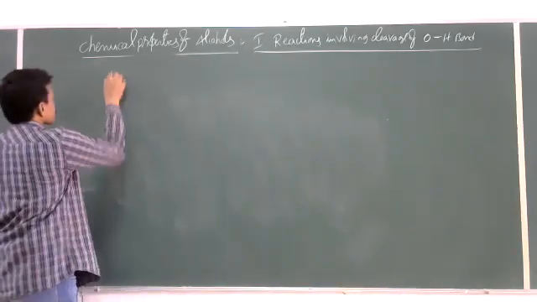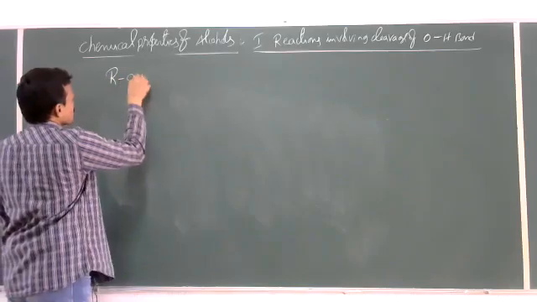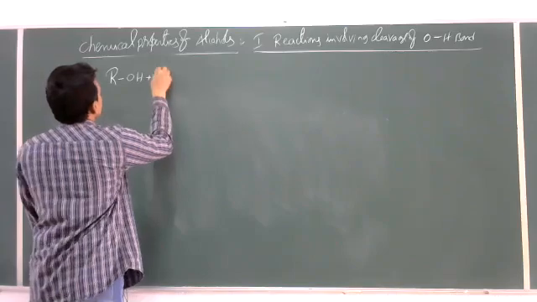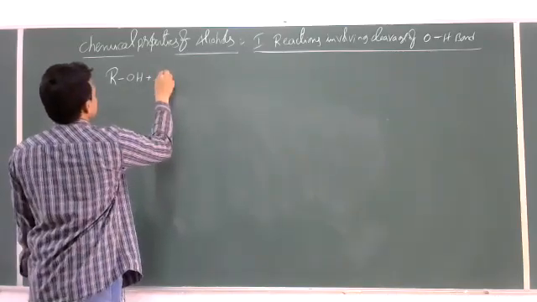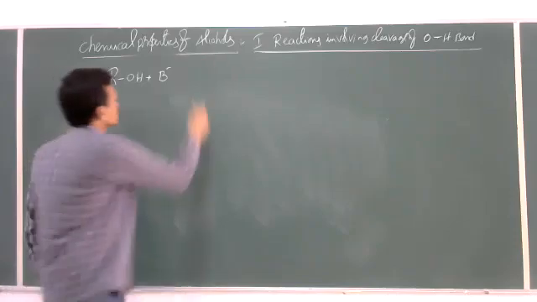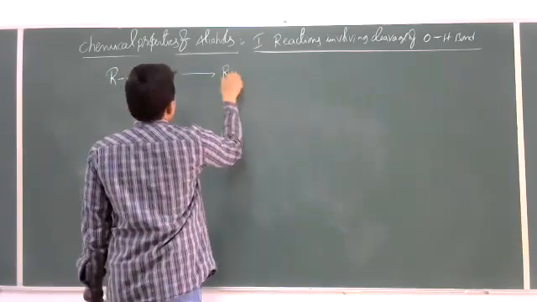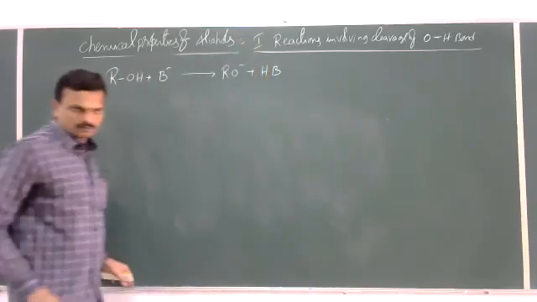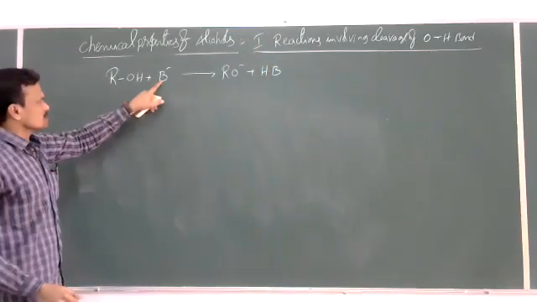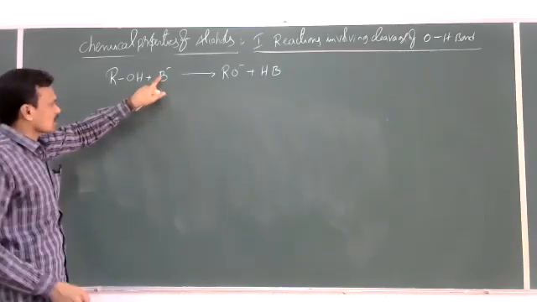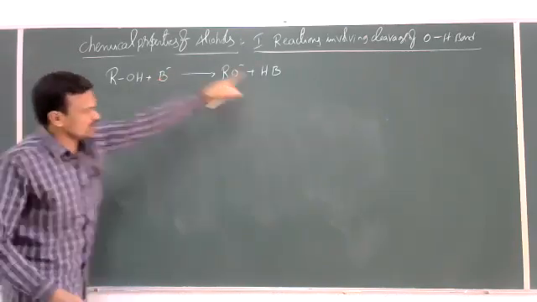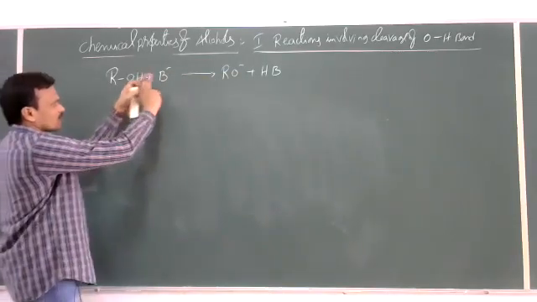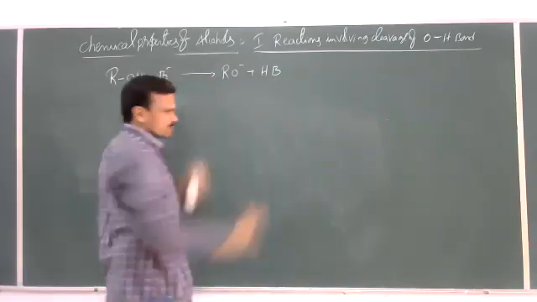See here, ROH plus B minus gives rise to RO minus plus HB. So when a nucleophile, B minus, which is the conjugate base of acid HB, approaches alcohol, a proton is transferred from alcohol to B minus to give HB.